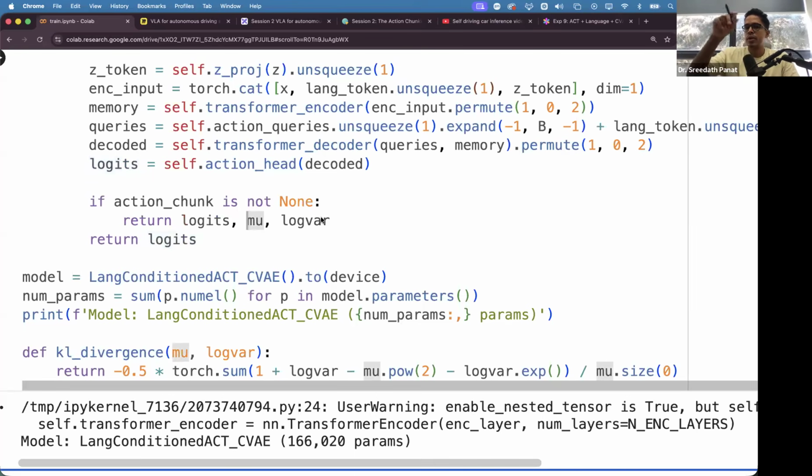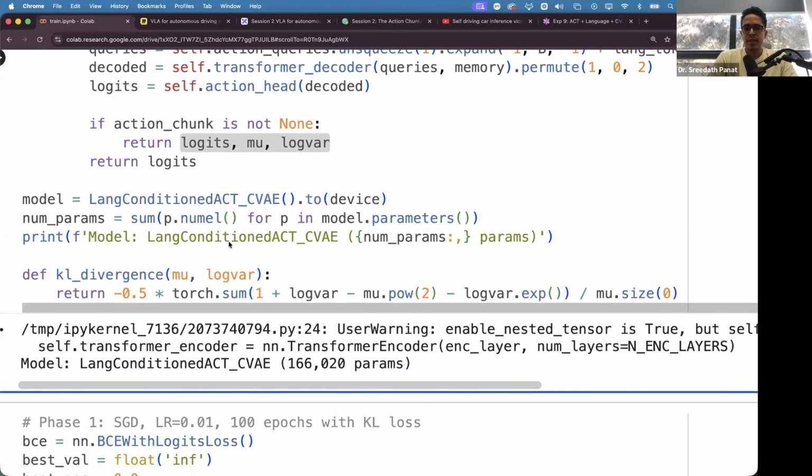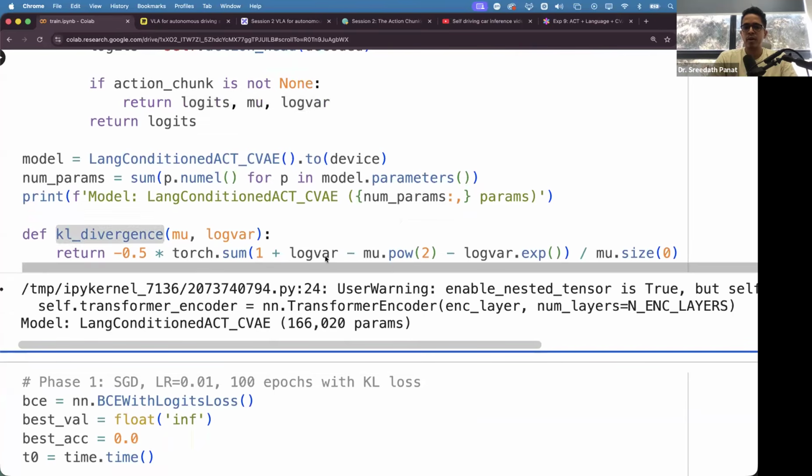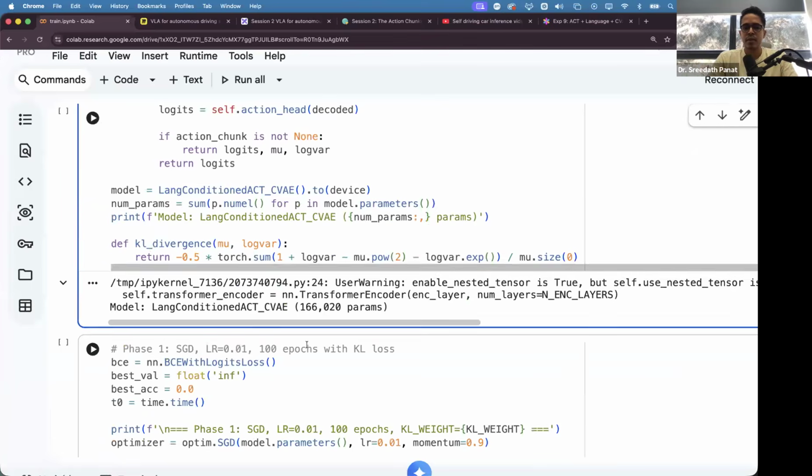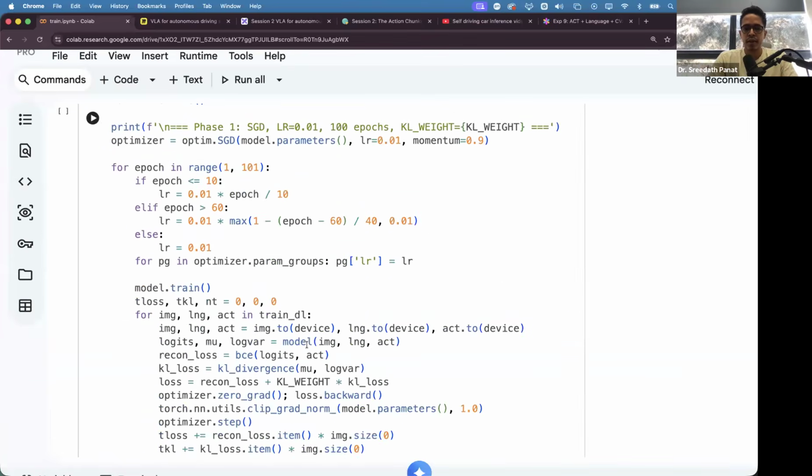So the total loss includes the difference between the predicted actions and the real ground truth actions, plus the predicted mu and predicted logarithm of variance, to see how much they deviate from 0 and 1 in the KL divergence formula. That's why you return these three things. And this is the KL divergence formula, which we'll be calling during the loss calculation part. Then you have the loss calculation, the total loss, which you can see over here.